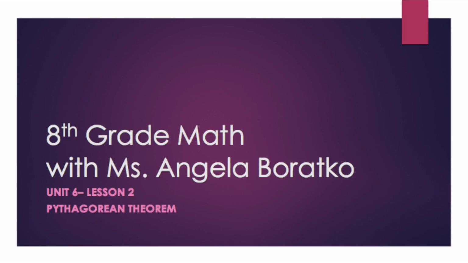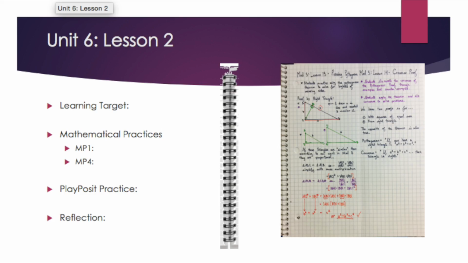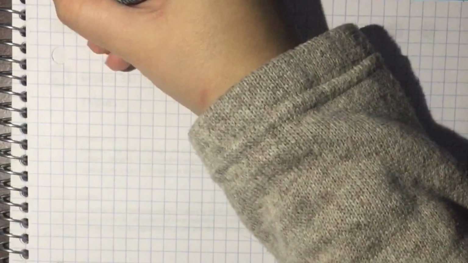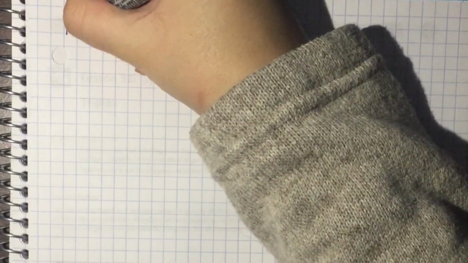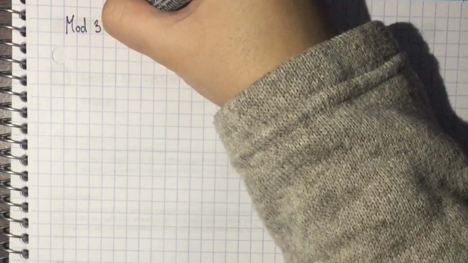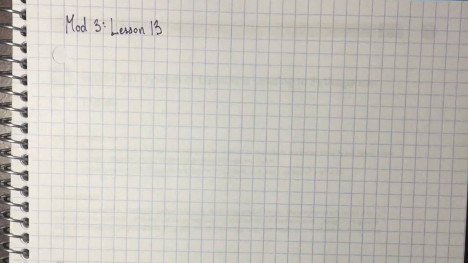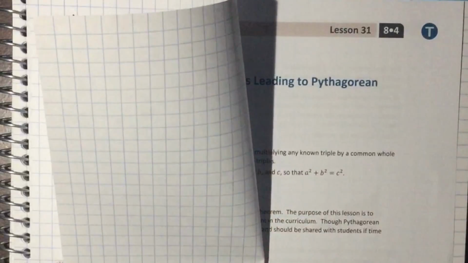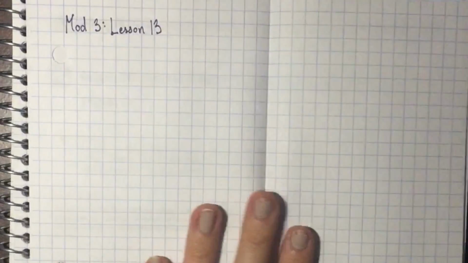Hi everyone, today we're looking at lesson 2 of unit 6 on the Pythagorean theorem. Today's lesson is broken into two pieces. The first is from module 3, lesson 13, and this is going to be about proving the Pythagorean theorem using right triangles.